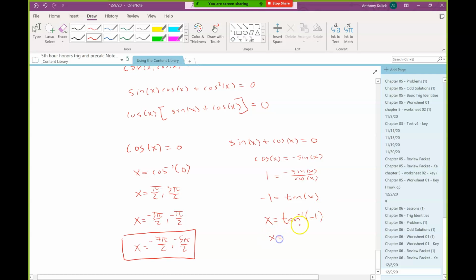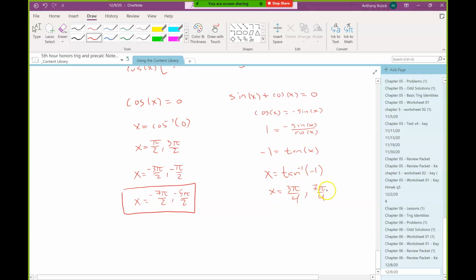So if I go to my unit circle and look for the places where y over x is equal to negative 1, that happens at 3 pi over 4, because I have root 2 over 2 divided by negative root 2 over 2. And it also happens at 7 pi over 4, because there I have negative root 2 over 2 divided by positive root 2 over 2. But again, these two are not in the interval that I'm looking for. They're not between negative 4 pi and negative 2 pi.